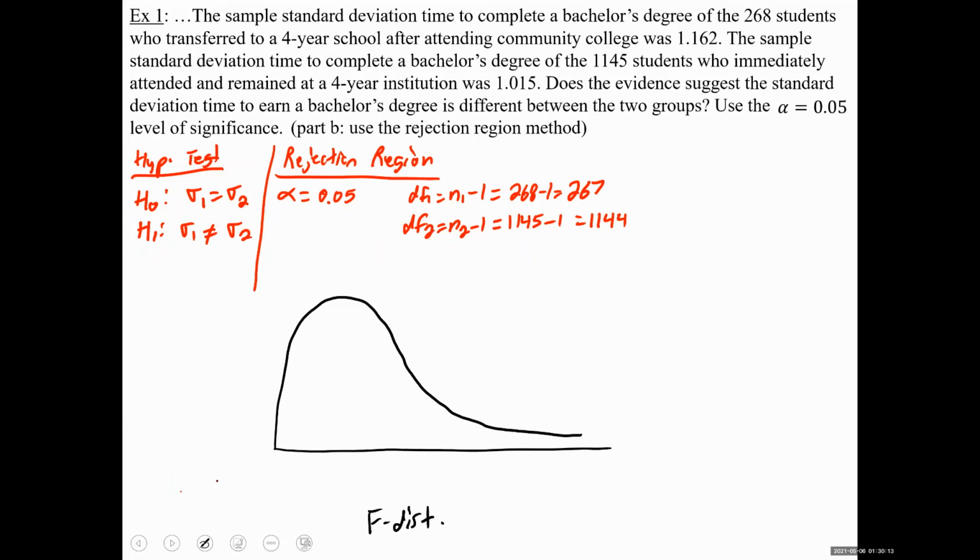Two-tail. Yeah, because this is a not equal to. When this is a not equal to, it's a two-tail test. You put a tick mark on the left, go up to the curve, shade to the left. Another tick mark on the right, up to the curve, shade to the right.